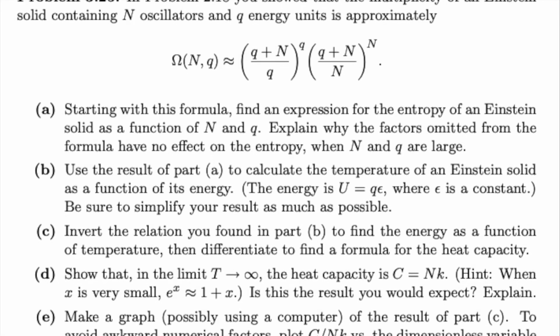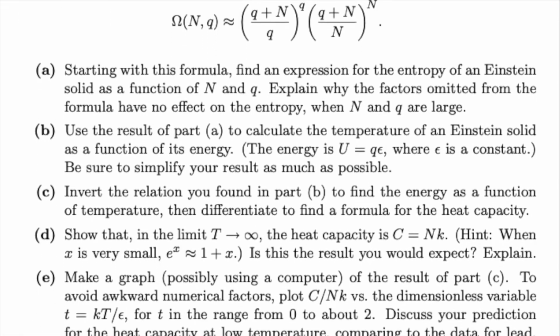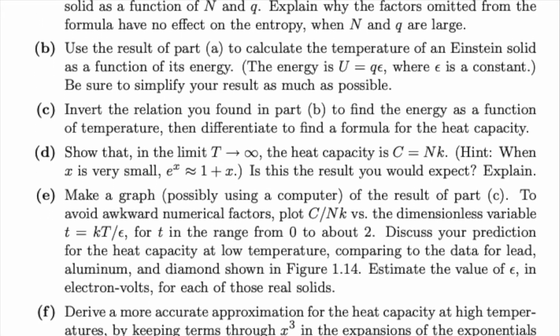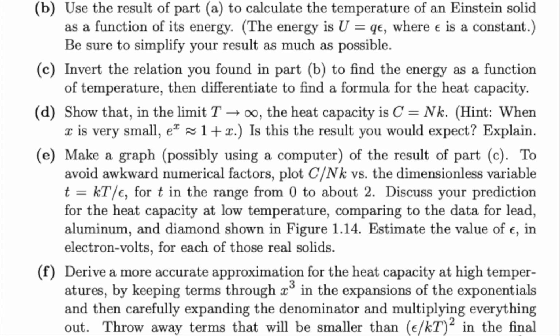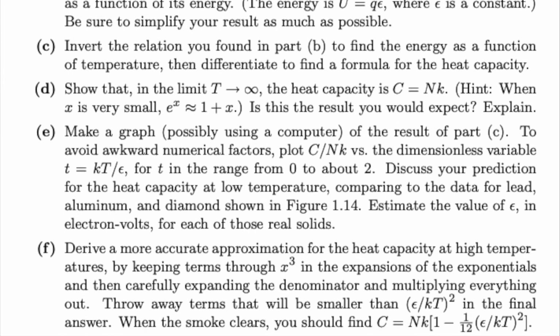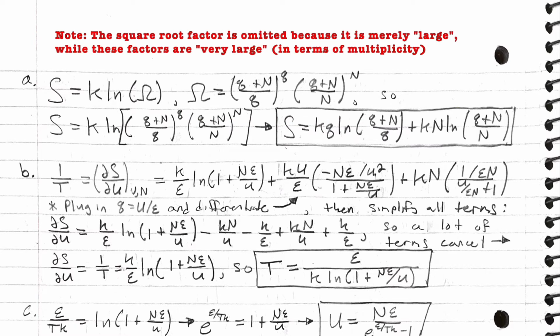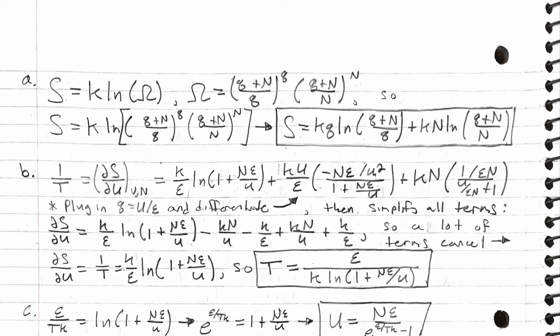Okay, so this problem is problem number 2 on the homework, or 3.25 in Schroeder, and it's looking at that Einstein solid that we were looking at in the previous problem set. So part A is pretty straightforward. Essentially, we're given omega from that problem that we did in the previous set, so we just have to plug it into our equation for entropy. And then I brought down the exponents and separated the terms using a couple rules of logarithms. So yeah, that's our answer here.